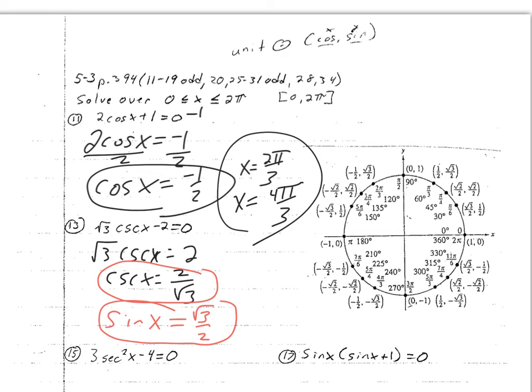And now this is the value that we are going to look up on the unit circle. And I'm going to look it up in the sine spot. We're looking for the square root of 3 over 2, and the first time it occurs is at pi over 3. So one answer is going to be x equals pi over 3. And our next would be at 2 pi over 3.